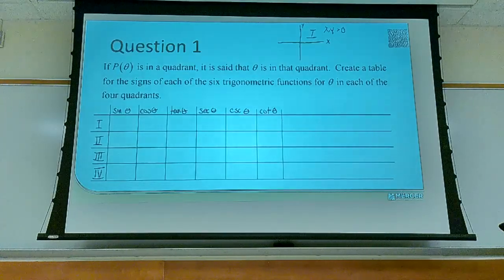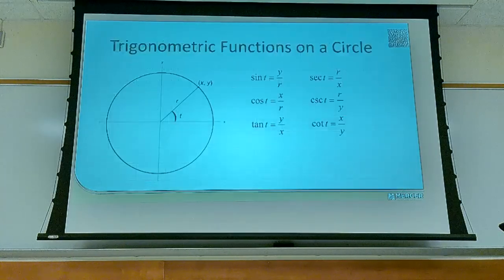Now remember how your trig functions are defined. You need your x-coordinate, your y-coordinate, and r. But r is a distance, isn't it? Distance from the origin to the point. Can distance ever be negative? No, distance is always positive. Right. Which means r is always positive, so we can really just ignore r.